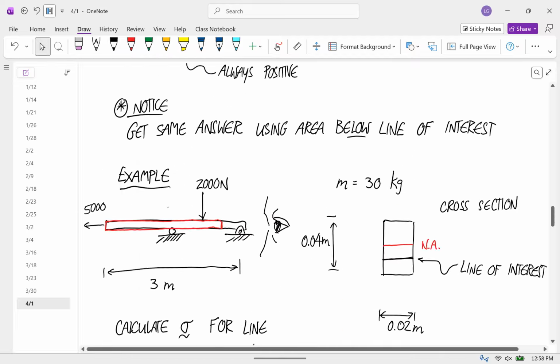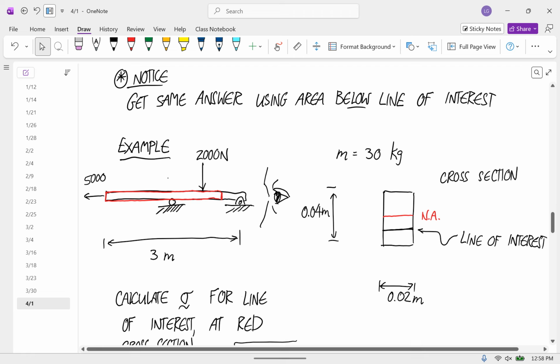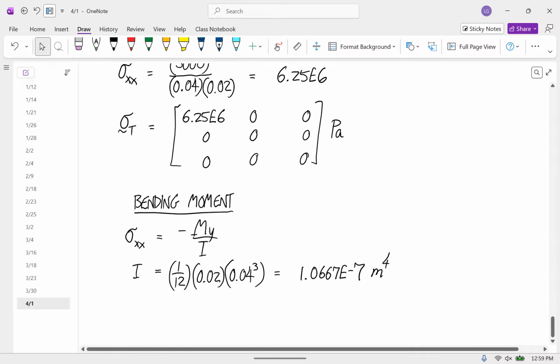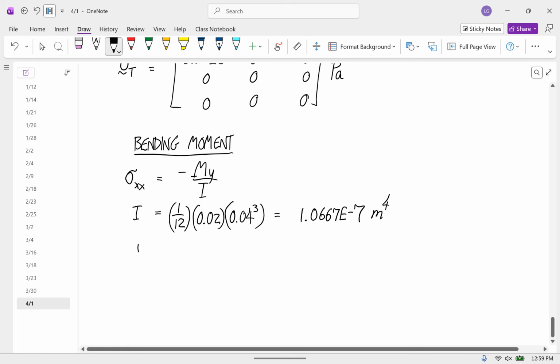Now we need the y for this equation. What's the y value for the black line, the line of interest here? Negative 0.02. So the whole, yeah, you're thinking about it right. The whole height is 0.04. So half of that is 0.02, so negative 0.01. The key thing is if it's below the neutral axis, you need that negative sign. Okay, so remember that this is signed. So y here is equal to negative 0.01.